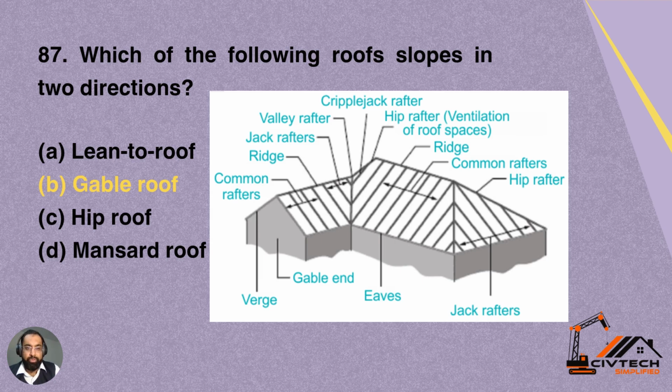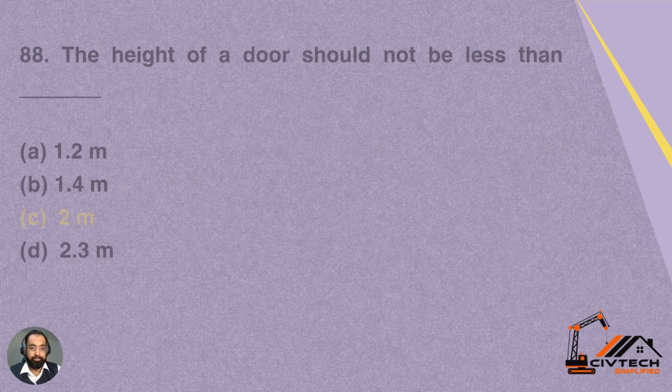Question 87. Which of the following roofs slopes in two directions? Number A, lean-to roof. B, gable roof. C, hip roof. D, mansard roof. So gable roof is the roof which slopes in two different directions. Option B is correct for this question.